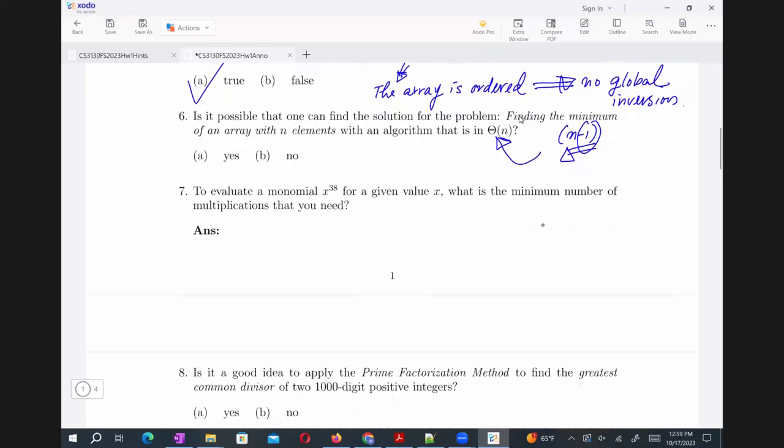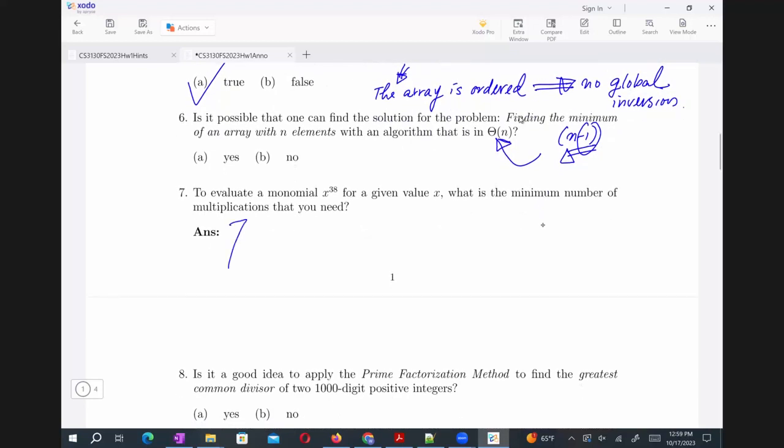Number 7. The answer is 7. But so many students give me different answers. About half of the students give me 7. You need to do some work. Actually, there are 2 ways. Most of you use the repeated square, but it's also possible to use repeated cube. Both ways you can get 7. Because still many students miss this question, let me show you the details.